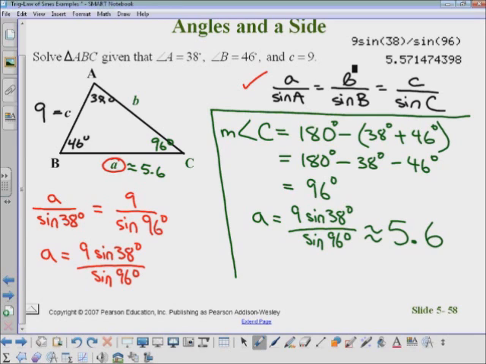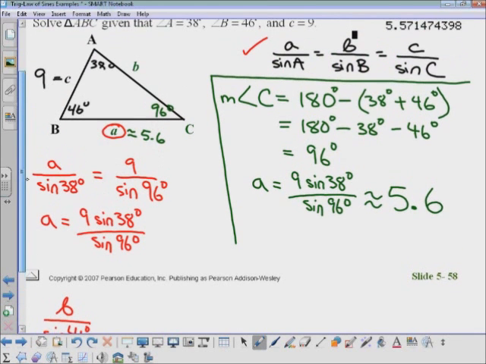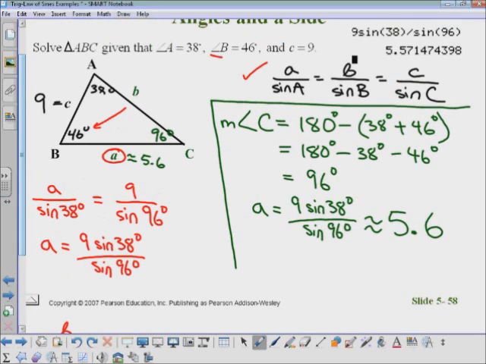Now we need to do the same thing for side B. And there's a trick to this. Some people might be saying, oh, that's easy, we can just jump to it. But obviously it's going to be B over sine of 46. Because 46 degrees is the angle opposite side B, because that was what was given.